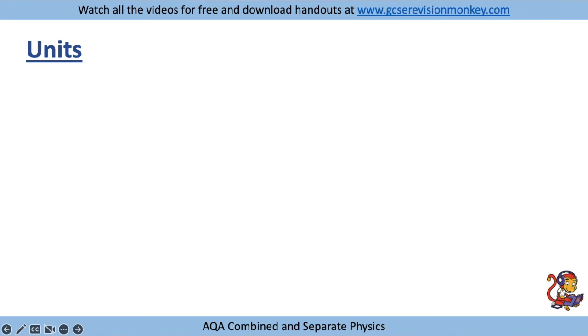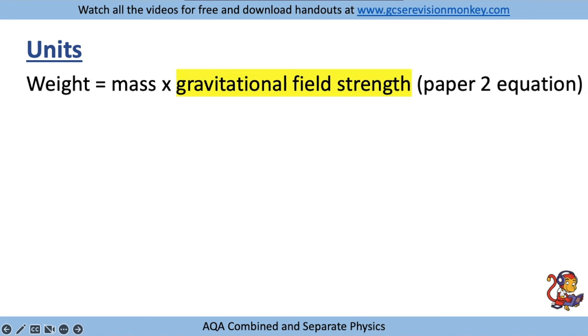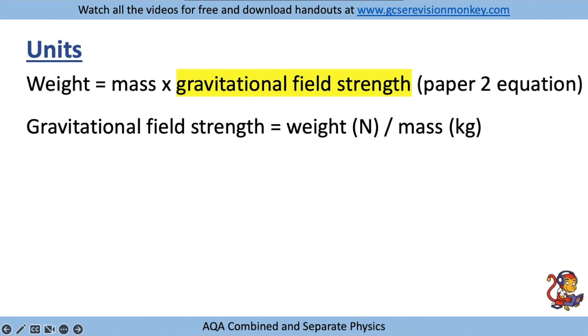A couple more you can work out this way is gravitational field strength. Again, use the paper 2 equation. Weight is equal to mass times gravitational field strength. If we rearrange that, you get gravitational field strength equals weight, which is measured in newtons, divided by mass, which is measured in kilograms. So the units must be newtons per kilogram.